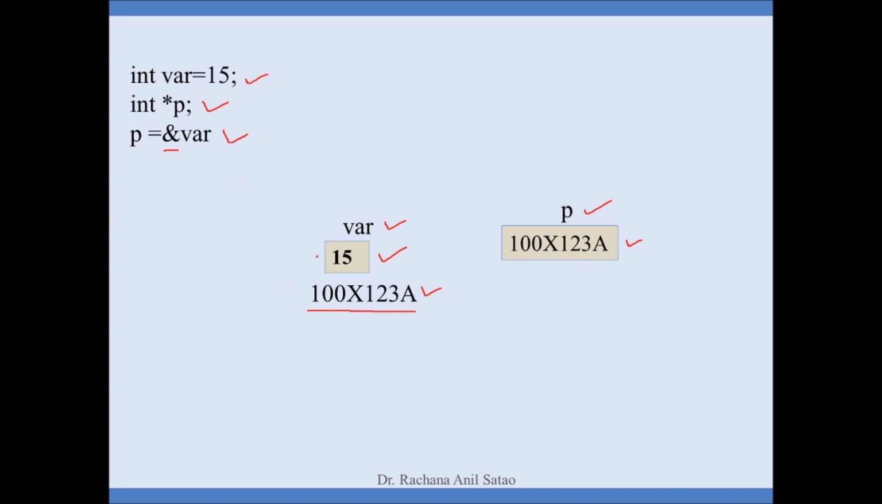So p is pointing to which variable? The var variable. If I am displaying the contents of p, it will display the address, and if I want to display this 15, either I should display var or I should display star p. Star p means display the value of the variable to which p is pointing. So p is pointing to this variable, and if I say star p, it will display 15. If I say p, it will display the address. Now let us see by an actual example in a program how this pointer works.